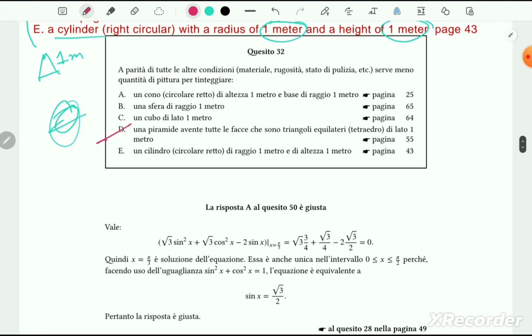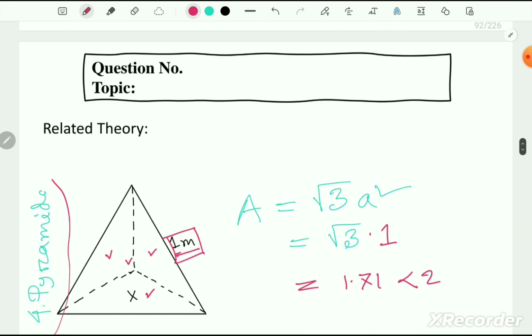Okay, our answer is D. Let's move on to next questions.